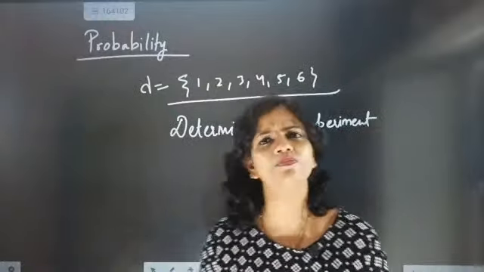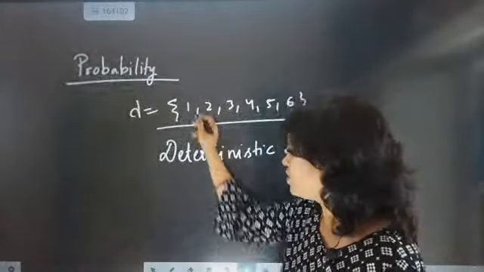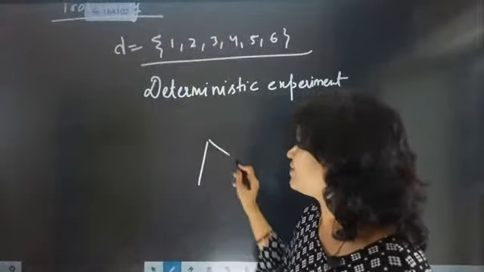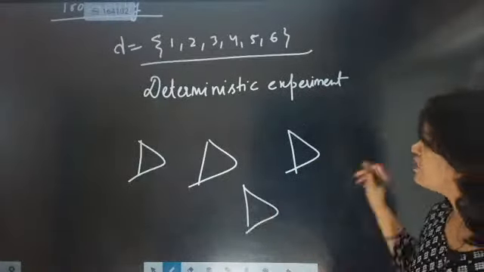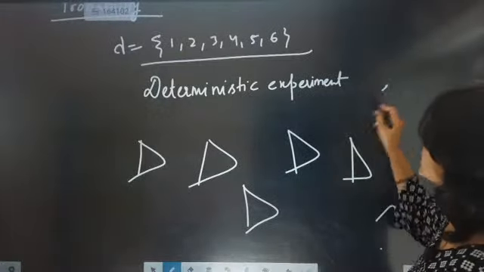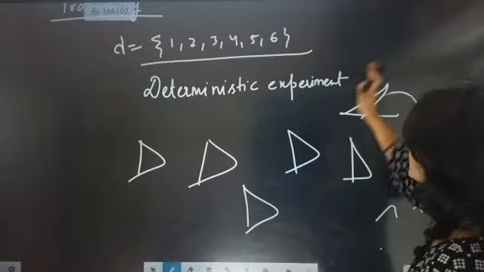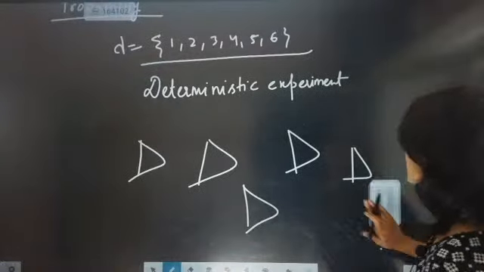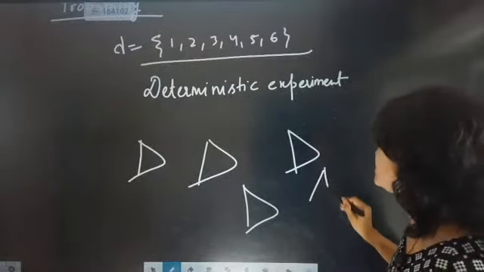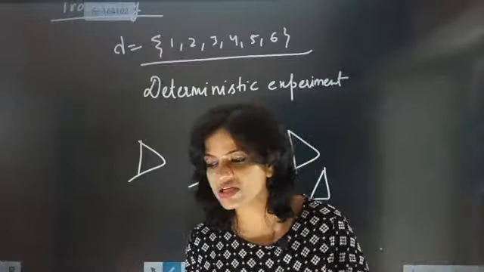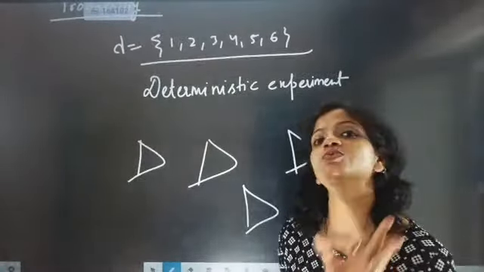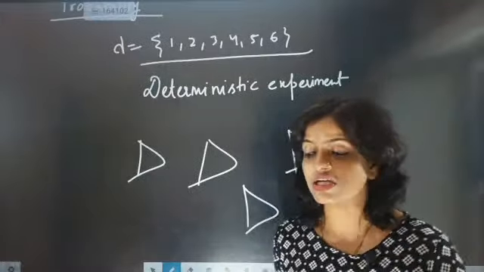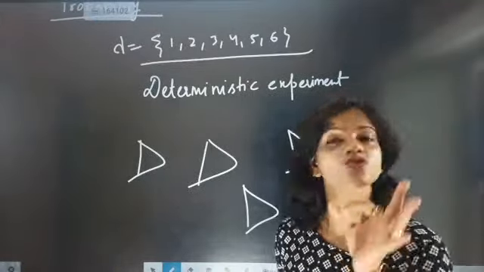A simple example: in a plane I will draw different types of triangles. In these different types of triangles, what is the deterministic part? Which part is the fixed one, which is not going to change?